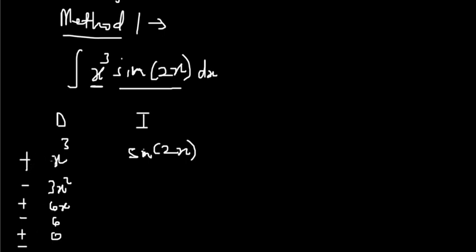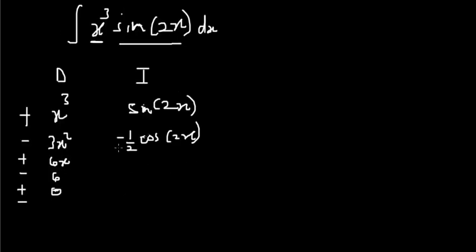Note that this positive corresponds to x cubed, negative corresponds to 3x squared, positive corresponds to 6x, negative corresponds to 6, and plus corresponds to this 0. Now let's integrate this expression. When you integrate sine 2x, you end up with minus 1 over 2 cos 2x. Then you integrate this same expression again. When you integrate minus 1 over 2 cos 2x, you end up with minus 1 over 4 sine of 2x.